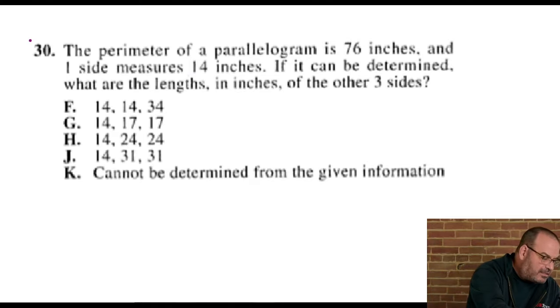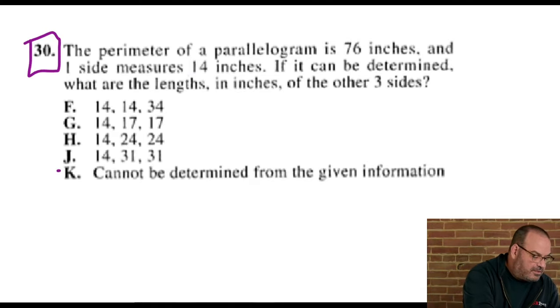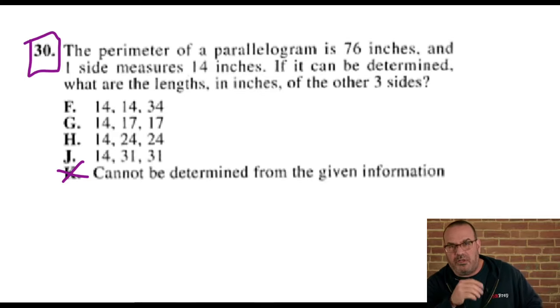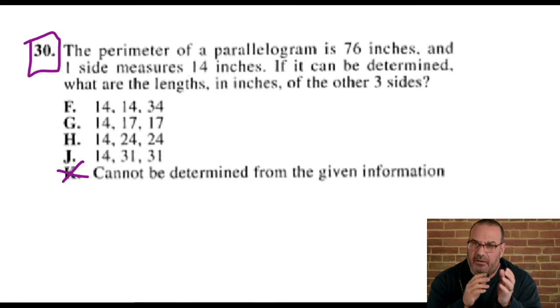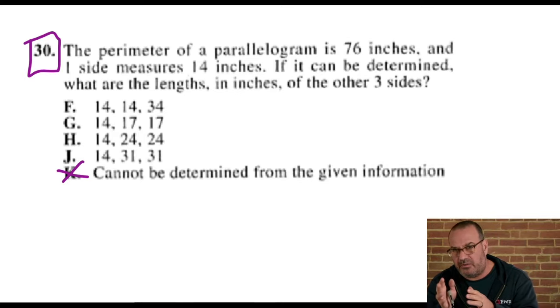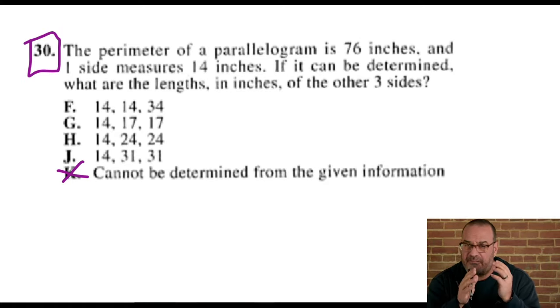I'd like to point out that this is a number 30, so the answer choice K almost always is wrong. From 30 and above, it can be determined. The answer choice K, cannot be determined, is only on easy questions. I hate to say this, but a weak student cannot determine an answer, and a strong student can. So once we get past the middle and we're on to the harder of the mediums, or a hard question in the 40s or 50s, K is always wrong.